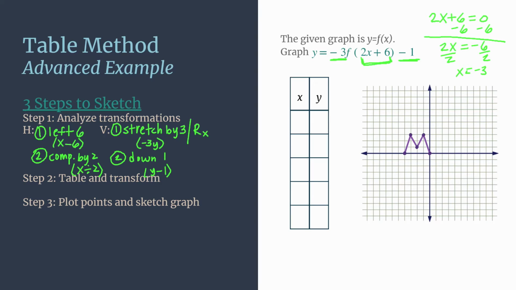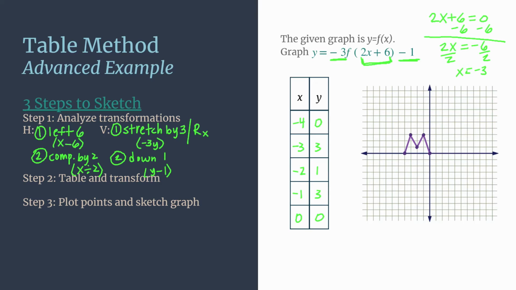So we're going to take our 5 major points from this given graph, and we'll insert them into our table. So we're starting with our first point, the one on the left, negative 4, 0. Then we have negative 3, 3. We have negative 2, 1, negative 1, 3, and 0, 0.